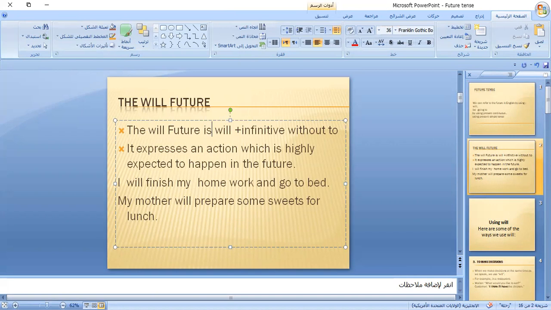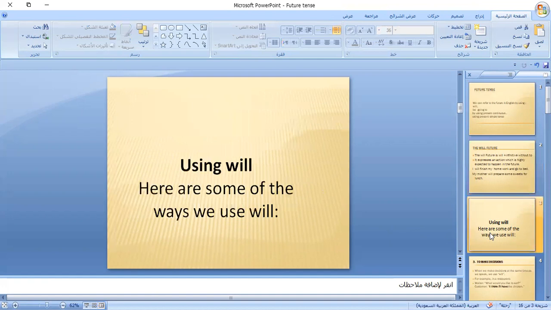It's not colored future. The other uses of future, we call them colored future, but this is plain future. With will, it's a plain future, not colored. My mother will prepare some sweets for lunch. Also, it is plain future, it's not colored. Look, will has different meanings and is used in different situations. Here are some of the uses of will.